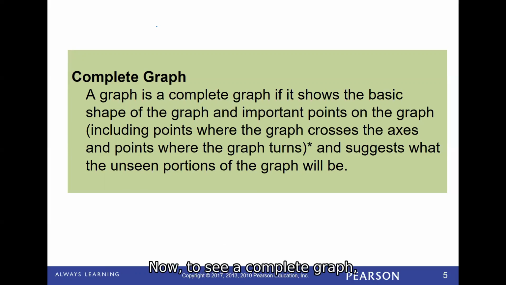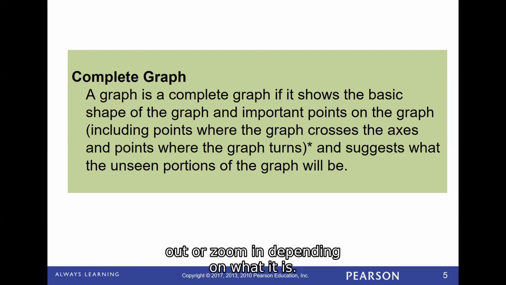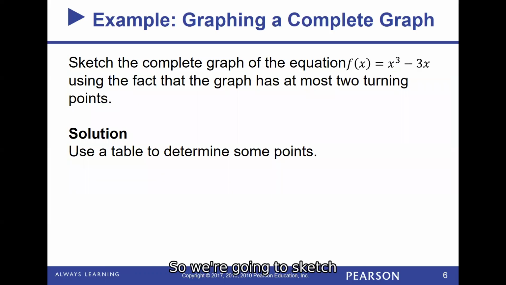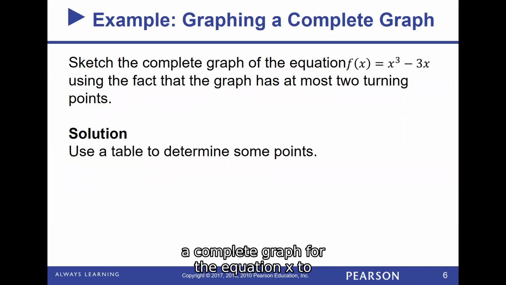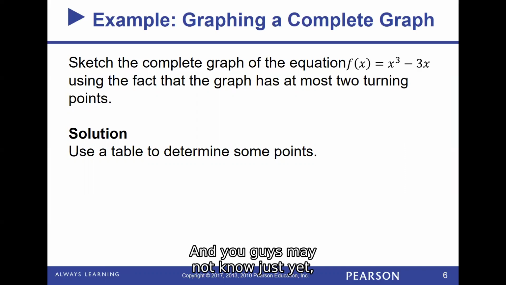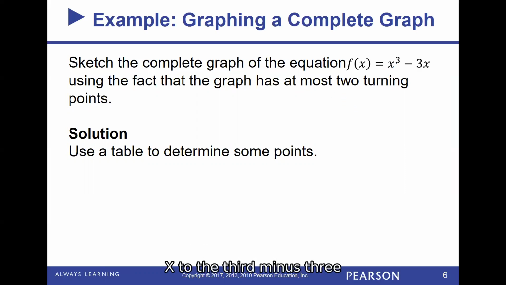Okay, and we should be able to dictate what it should be looking like here. Now, to see a complete graph, you might have to zoom out or zoom in depending on what it is. And this is where it gets a little complicated to find the complete graph, but it's totally doable. So we're going to sketch a complete graph for the equation x to the third minus 3x, using the fact that we know, and you guys may not know just yet, but eventually we'll learn why this is true, x to the third minus 3x actually has 2 turning points. Okay, so we're going to use the table to determine some of this.